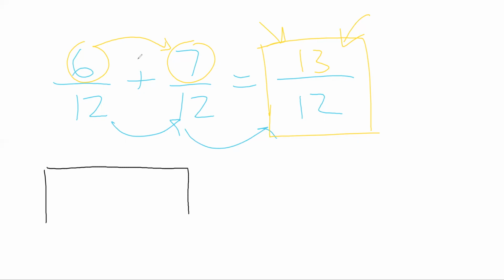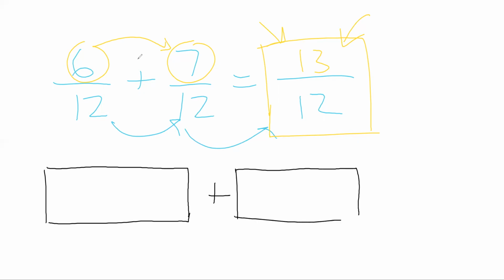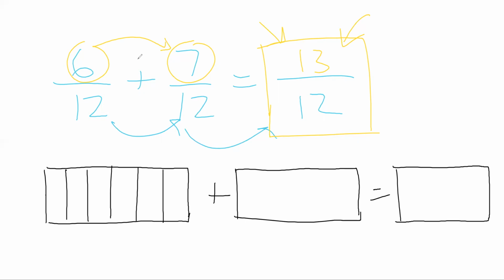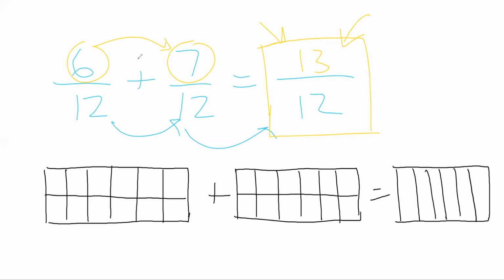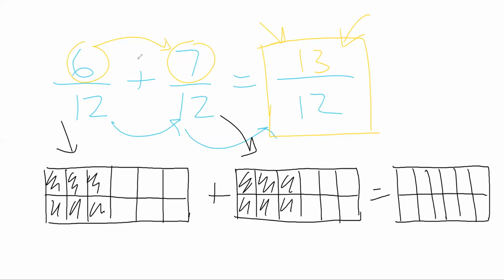I just felt like changing up the way my models look. So that model plus that model is going to equal this model. So we need 12 pieces. So 1, 2, 3, 4, 5. There's 12. This is 6 out of 12. And this one is 7 out of 12. This is 6. Here's 7.